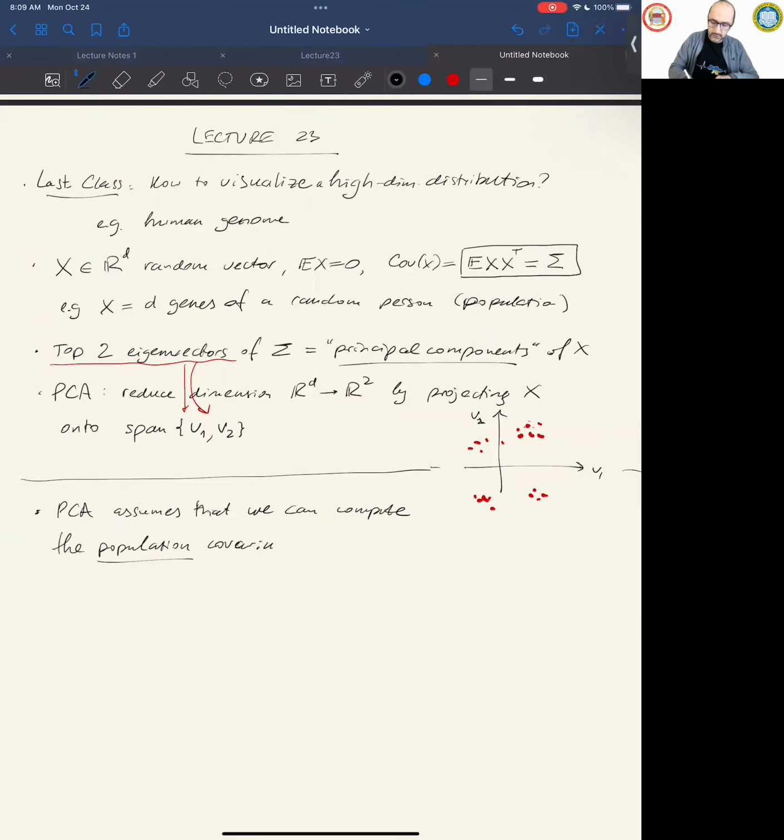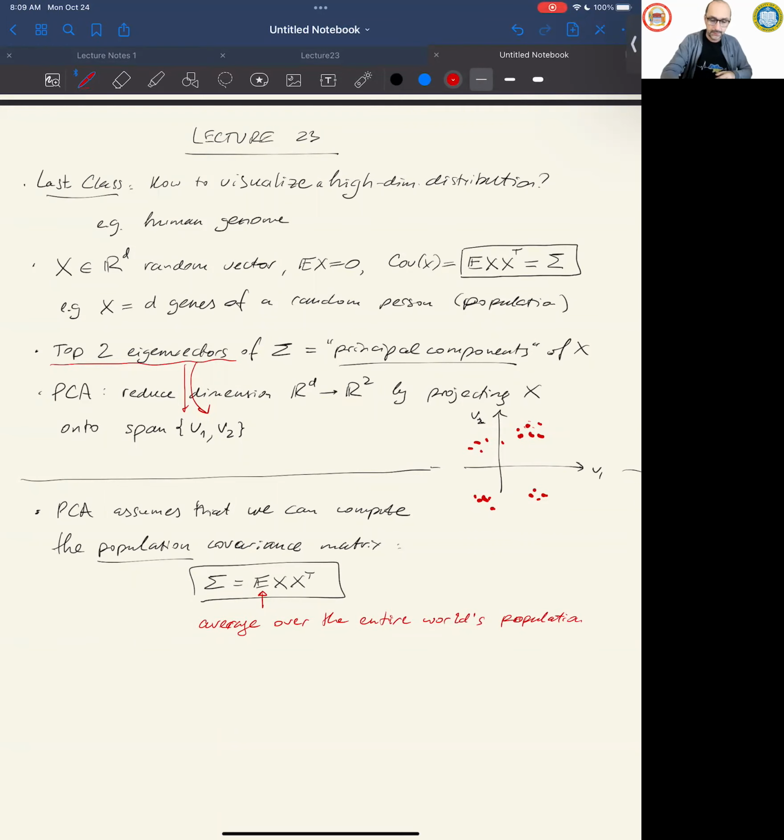The covariance matrix of X. Let me rewrite it again. Expected value of X, X transpose. Here, the expected value is effectively the average we computed by averaging over the entire population. In this example, it was the world's population.